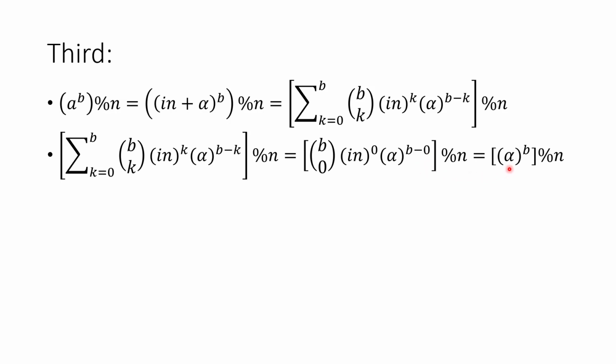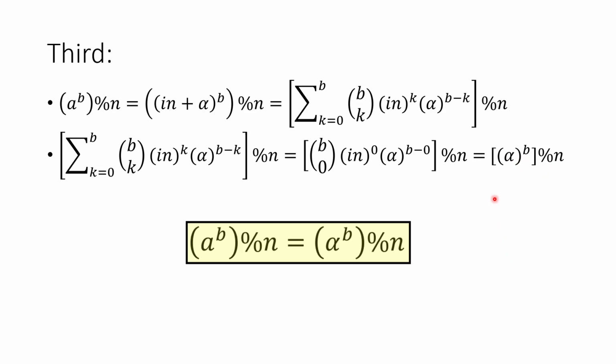And then this boils down to the following, because b choose 0, anything choose 0 is 1. You only have one choice, which is to choose nothing. And then here, anything to the 0th power is 1. And then we're just left with alpha to the bth power. So that's that. And then we carry on the modulo n at the end. So this is our third property, which is crucial for the mathematics behind the Diffie-Hellman exchange, which is not at all trivial. Who would have thought this? But interestingly enough, any number a to the power of b modulo n is equal to the residual of a, alpha, to the same power of b modulo n.